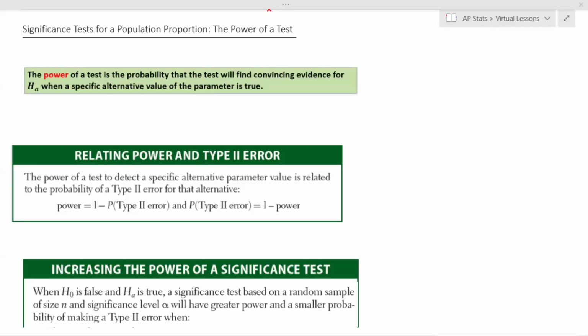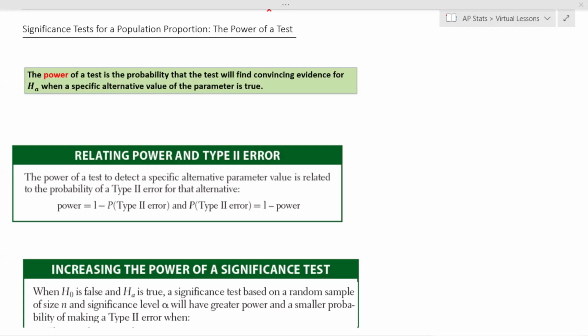All right, guys, here we are with the last video for this section. We're going to talk about what's called the power of a test, because researchers often are doing these types of significance tests because they want to find convincing evidence for the alternative hypothesis. And you might be asking, why? Well, the alternative states a claim about the population parameter that they believe, suspect, worry, or hope is true.